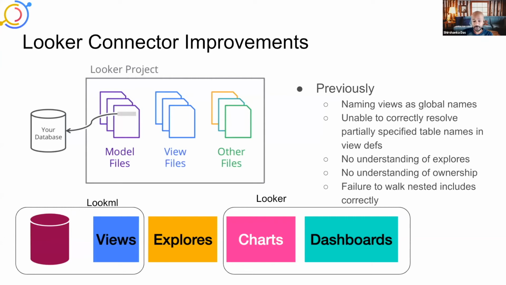It did not understand explores at all. So it was hoping to get to views from the charts, and it was making mistakes. It was also not pulling in ownership. So you'd have all these charts and dashboards in DataHub, but not really know who owns them. And that was kind of a missed opportunity. And finally, if you have really complicated LookML files with lots of nested includes and things like that, the parser would just not be able to get to all the views correctly. So these were the problems.